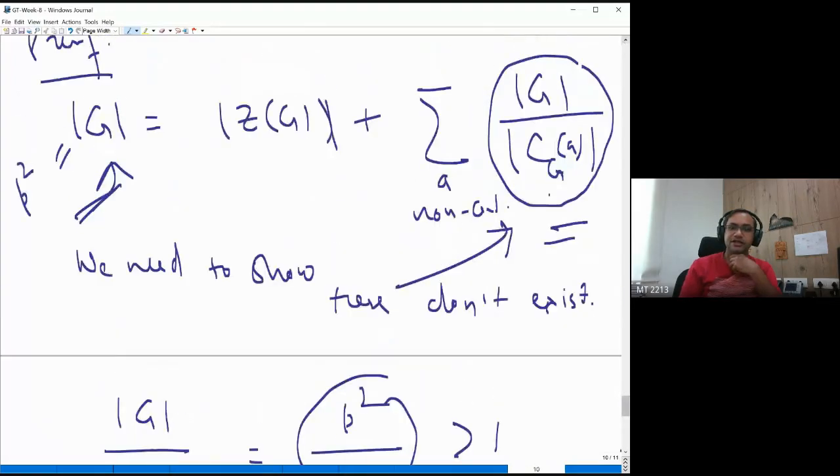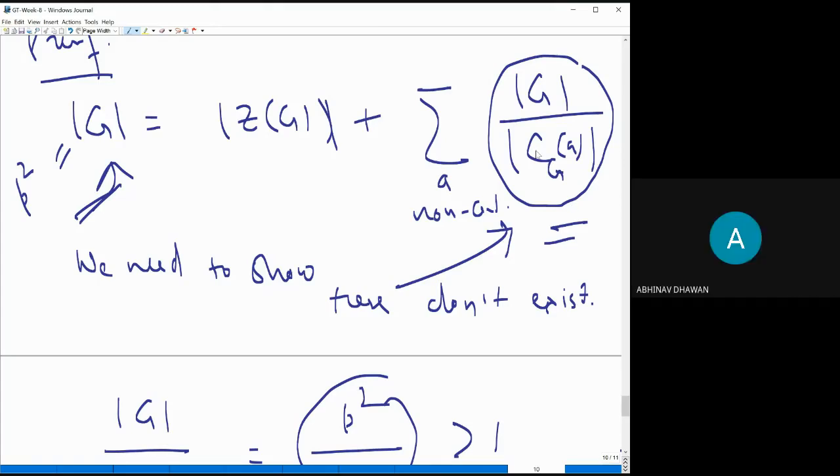We know because any subgroup divides the order of the group, right? So it is supposed to be an integer. And all I have to say is that it is not 1, because the order of the group is p square. So the possibility for this integer, whatever is left here, is a part of p square. A part of p square could be just 1, p, or p square, right?